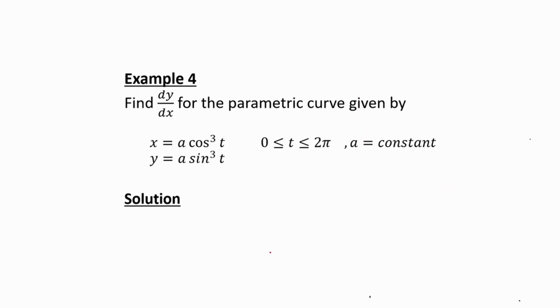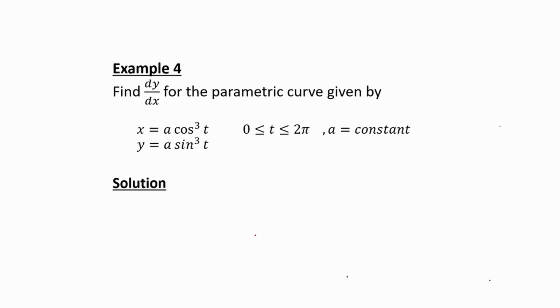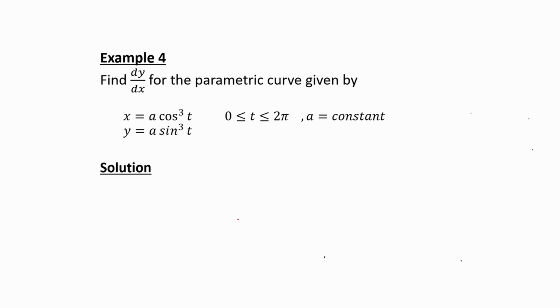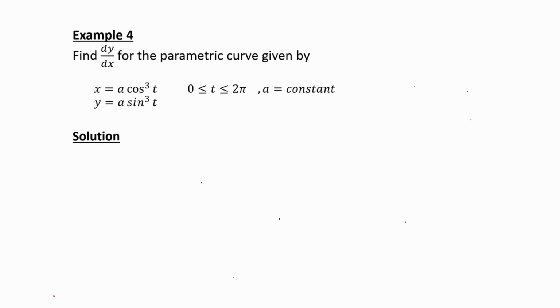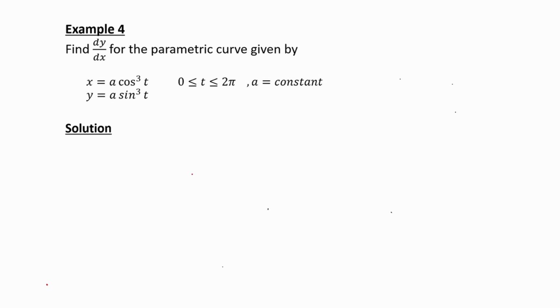Let's continue with example number 4. In this example, we want to find the slope of the tangent line to a parametric curve. So the example says, find dy/dx, which is the slope of the tangent line, for the parametric curve given by x equals a cosine cube of t and y equals a sine cube of t. These are the set of parametric equations where t, the parameter, is between 0 and 2 pi inclusive.